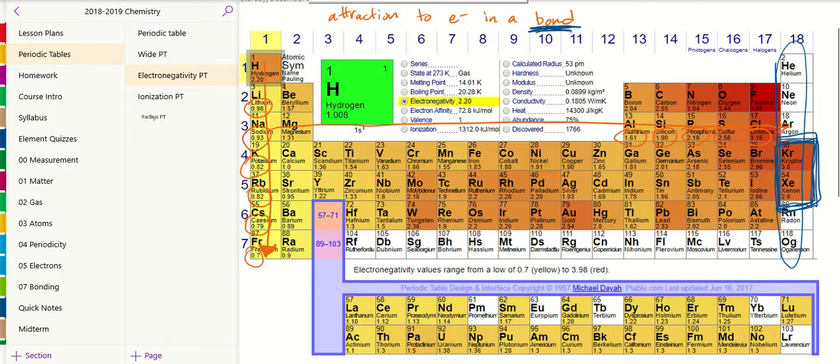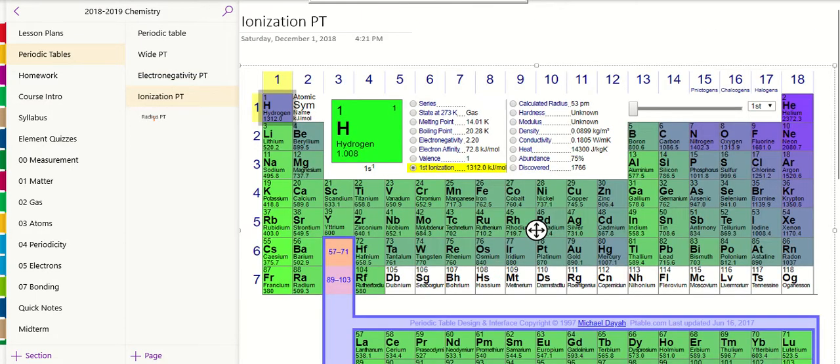Yeah. All right, sweet. So last one, ionization energy. Ionization energy is the energy required to do what?